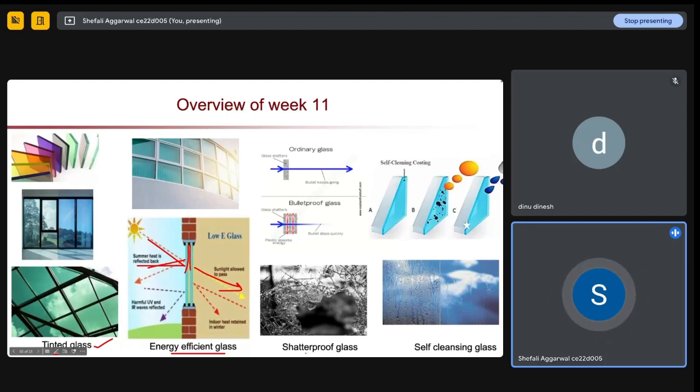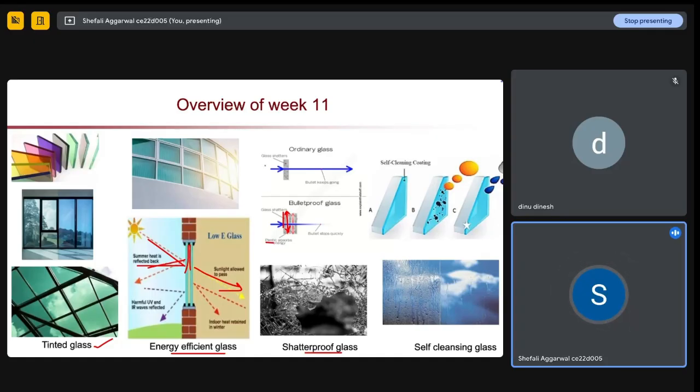Next type of glass is shatterproof glass. Shatterproof glass, or we can say bulletproof glass. Again, this is another type of laminated glass only. In between the normal glasses, there is a layer of plastic.